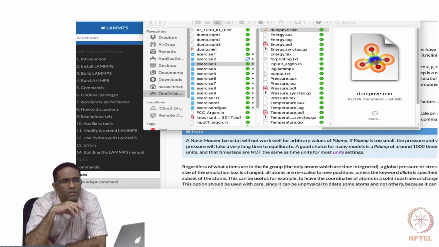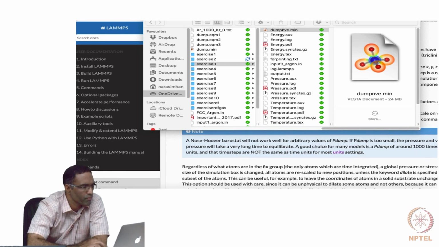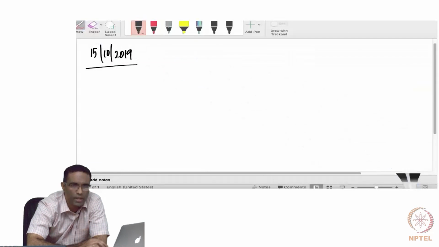So now will you be able to run some simple simulations for equilibrium? Would you like to start trying something? Shall I give you some exercises from next class onwards? Okay. So we'll stop with this today and we'll continue in the next class.